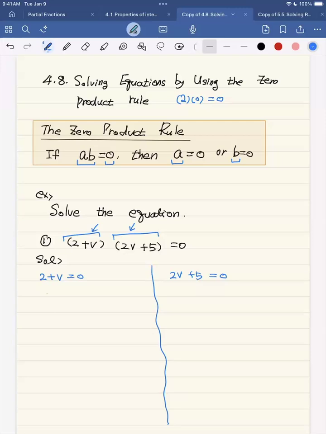Let's solve the equation 2 plus V equals 0. If we subtract 2 on both sides, then we get V equals minus 2. Let's solve the equation 2V plus 5 equals 0. To do that, we subtract 5 on both sides. Then we have 2V equals minus 5. Then we divide by 2 on both sides. Then V equals minus 5 over 2.